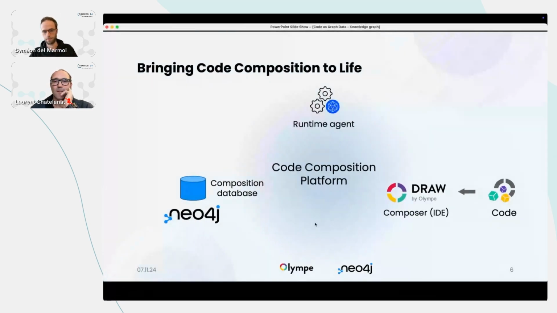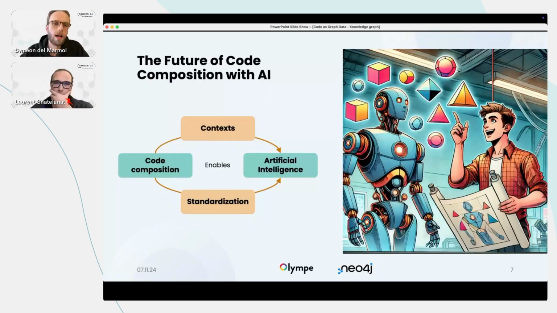So this is the lamp. I cannot speak about code composition without speaking about AI, because AI is so trendy today that I must speak about that. And what is nice is that code composition actually enables the AI somehow, because you know that AI is super good at generating code, algorithms, even images, like you can see on the right.